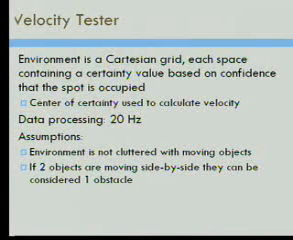This method makes two assumptions about the environment. First, that the environment is not too cluttered with moving objects, and second, that if there are two objects traveling at similar velocities in close proximity, that they can be considered one obstacle.